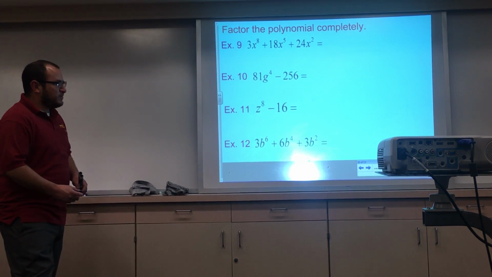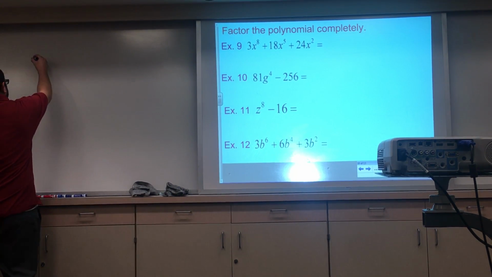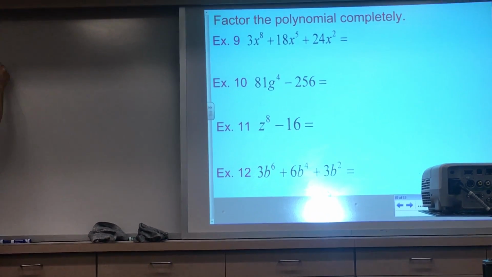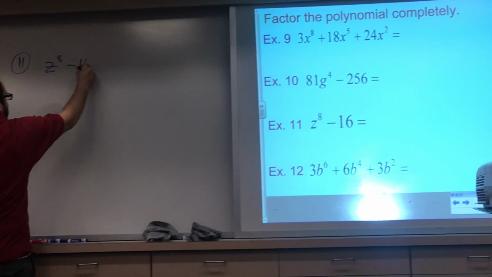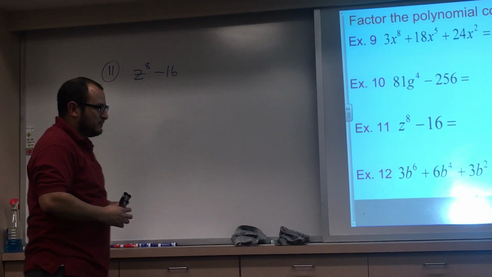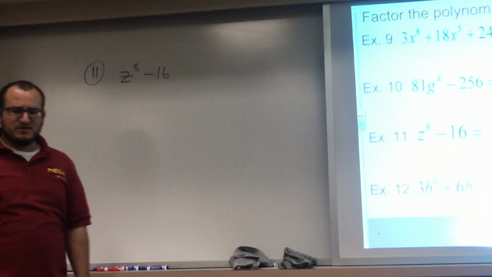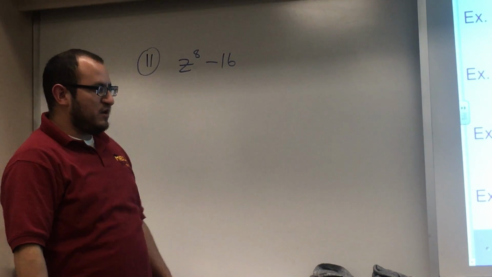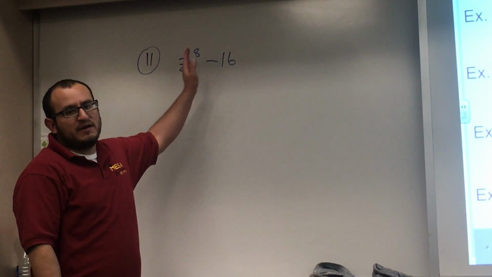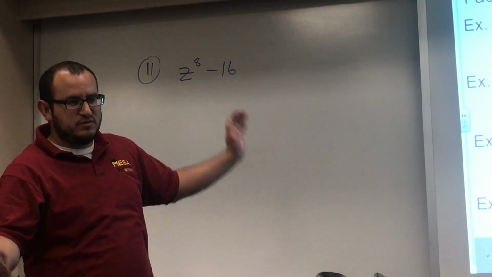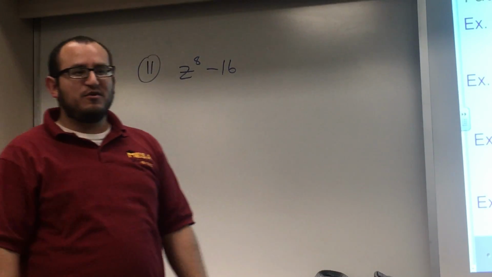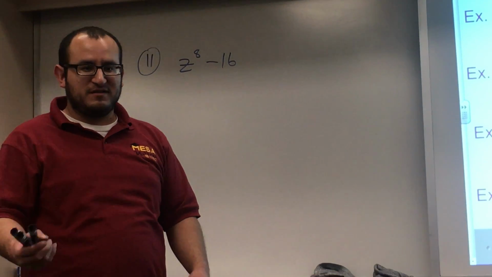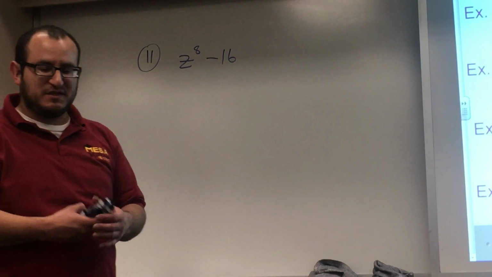Let's go ahead and do 11. Z to the 8 minus 16. If you ask yourself, can we do box method? Do you have a first term? Yes. Do you have a last term? Yes. So you want to do box method. There is no 8th power formula. There is nothing like that. That's why I like box method, because it works.